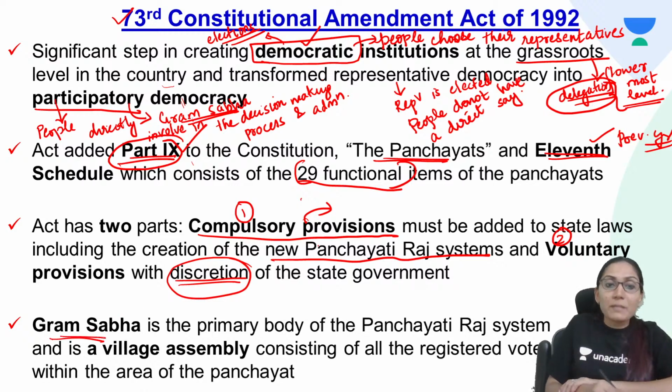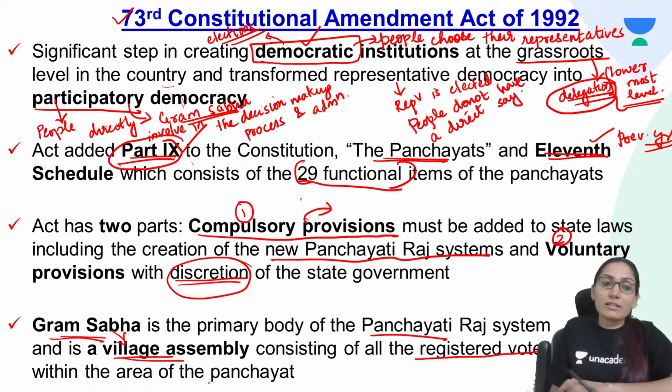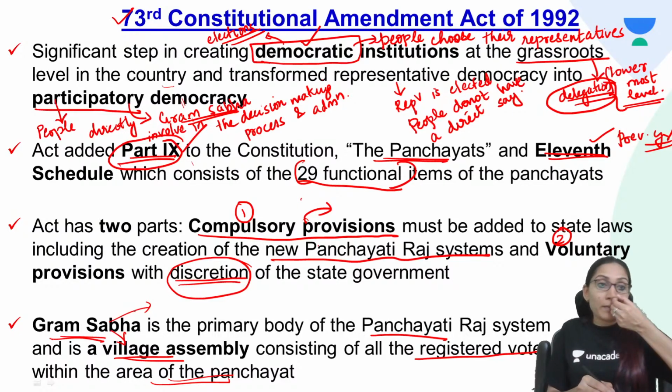Now, Gram Sabha is the primary body of the Panchayati Raj system. And what is Gram Sabha? It's a village assembly, consisting of all registered voters within the area of the panchayat. So Gram Sabha is an example of participatory democracy.